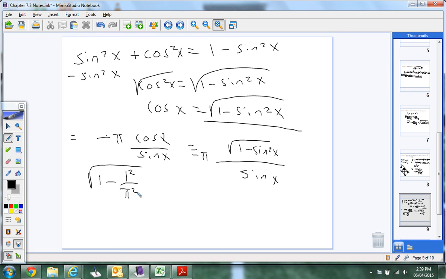Sure. And now, can I combine these? Right, common denominator, so I'm going to go like this. I'm making the 1 into pi squared over pi squared, because that's equivalent to the 1. And now I can combine these two. I made this pi squared over pi squared to get a common denominator. Now I can put this together.